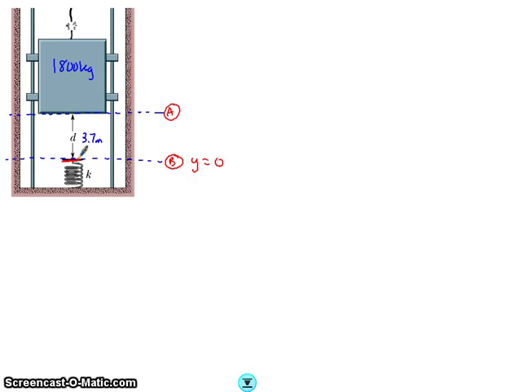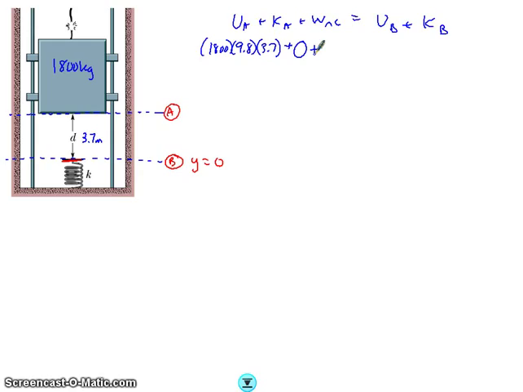So here we go. U at A plus K at A plus WNC equals U at B plus K at B. Well, the potential energy at A is going to be gravitational, so that's going to be 1,800 mass times 9.8 g times 3.7. That's how high I am above where I say y equals 0. It has no kinetic energy at that spot. However, between A and B, according to the problem, there is a 4,400 Newton frictional force. So we need to account for that with F cosine theta d. I'll fill that in later.